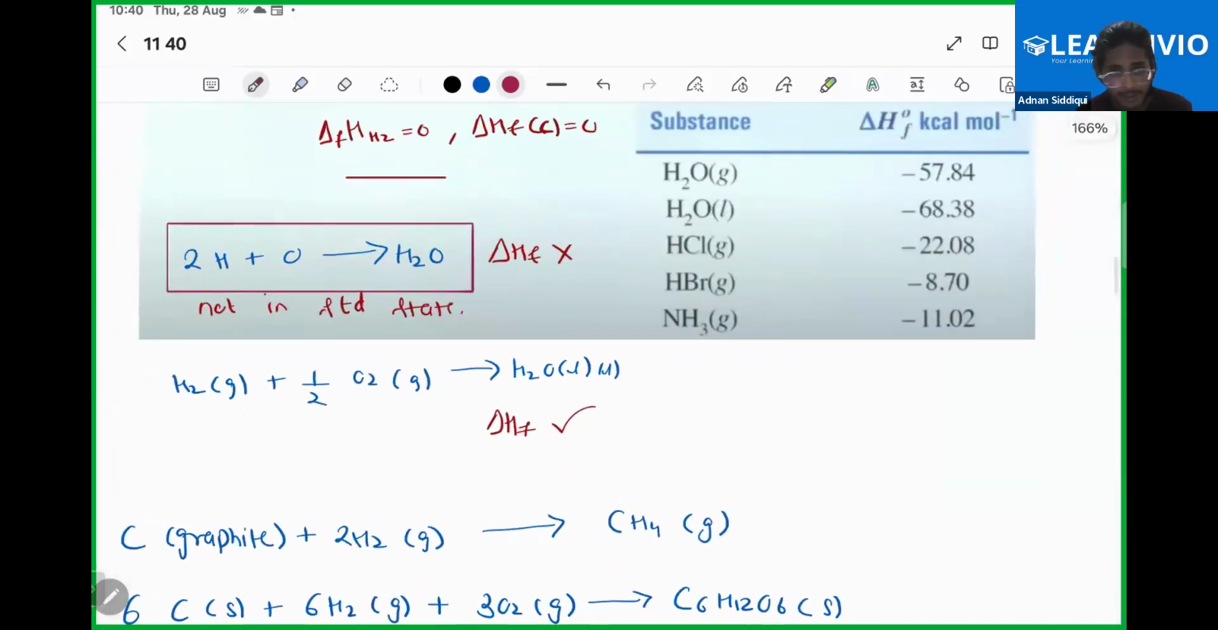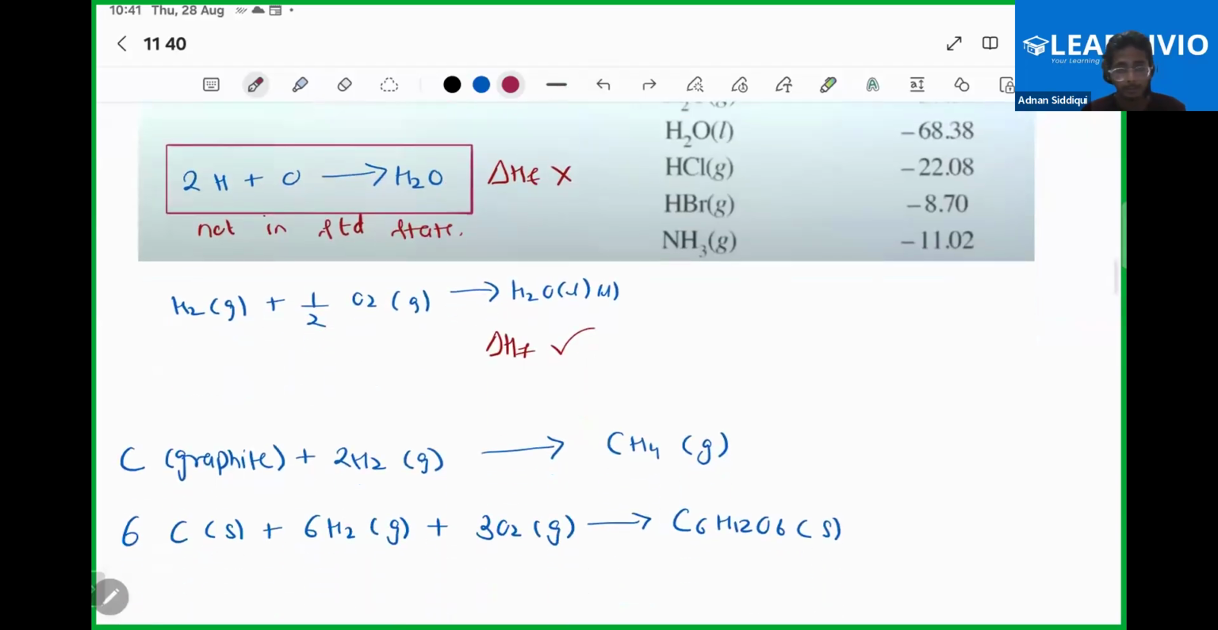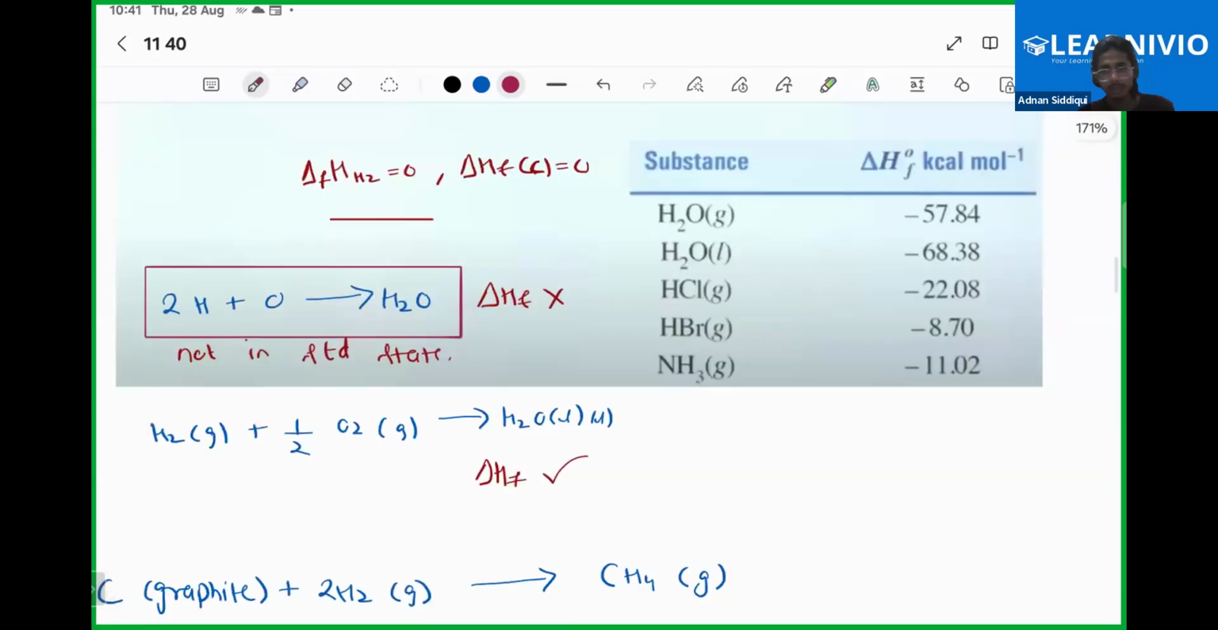So this is not in standard state, so we are not going to use this equation for making H2O from hydrogen and oxygen. You have to use this one. This is the fact: some delta H formations are given. If you are supposed to make H2O in gas, the delta H formation is going to be minus 57.84. If you are doing the same thing but now in liquid, you will observe more amount of heat release.